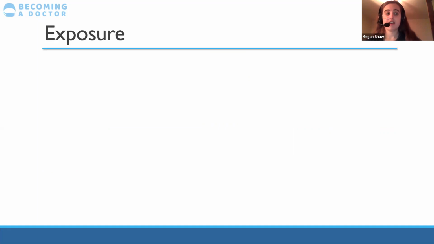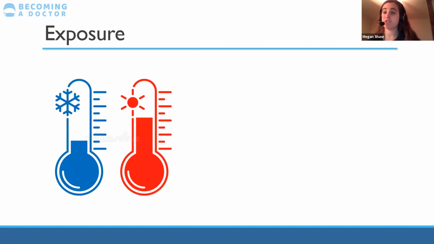So exposure on a NEWS chart, this is your temperature. Is the patient too warm? Is the patient too cold? Or are they normal? And you also have to look at the patient. Do they look cold? Are they covered in blankets trying to keep themselves warm? Or are they so hot they've taken their shirt off, they've taken all the layers off, and they're physically sweating? This can give you a lot of information about their clinical condition.